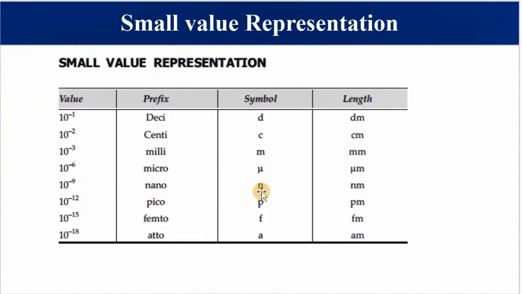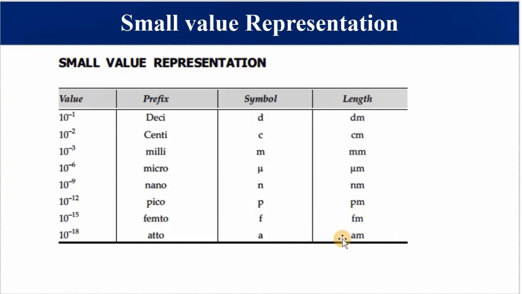The symbol is small letter n, and for example, you can have nanometers as the length in meters. Pico is equal to 10 to the power minus 12. The symbol is small letter p. It's going to be picofarads, for example, and in meters, that's picometers.